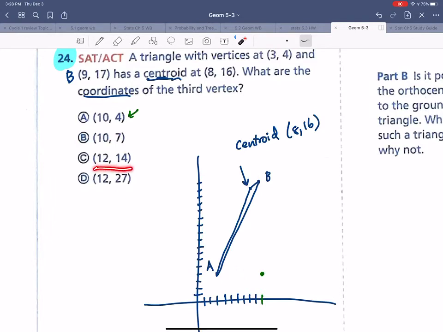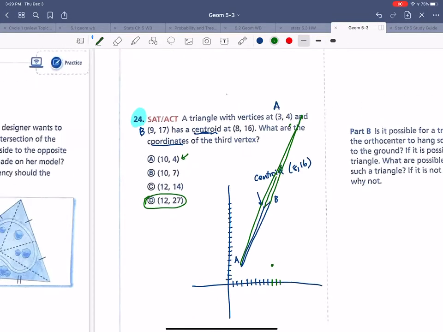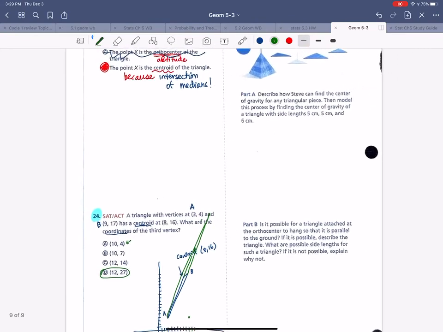Let's try 12, 14. So 9, 10, 11, 12, 13, 14. So if this is 12, 14, here's my triangle. My centroid has to be inside, so I have to pick this one because it's the only one, so let's go ahead and do that, 12, 27, so it's way over here. Yeah, that's the only one I can figure out that would be my centroid. Interesting. I don't know, something's weird with that. Maybe I'm missing something or I've got my coordinates wrong.